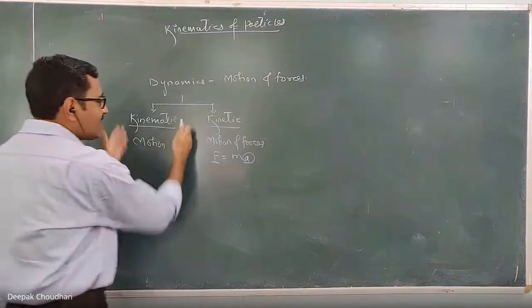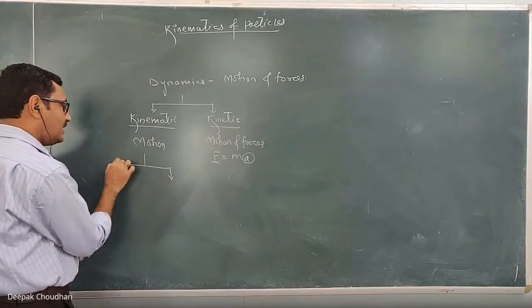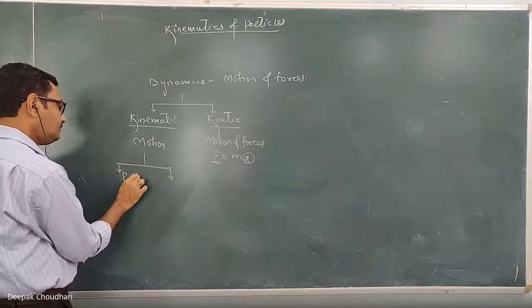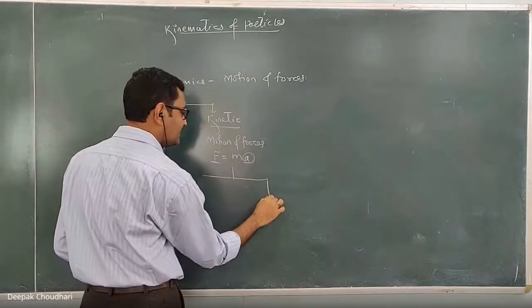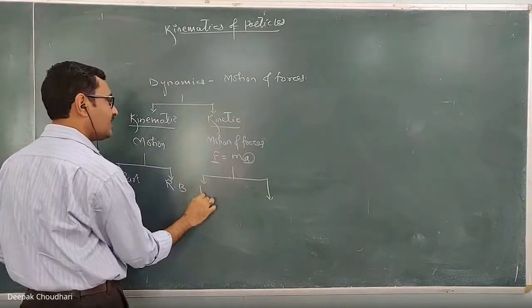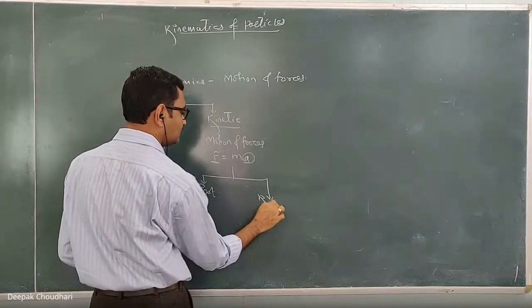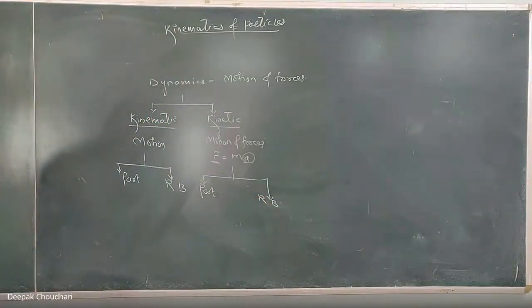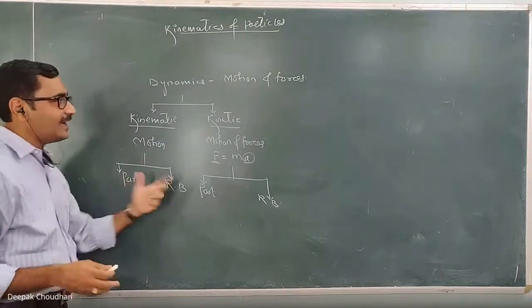Now, this kinematics as well as kinetics is further divided into kinematics of particle and kinematics of rigid body. Similarly, kinetics is also divided into two parts: kinetics of particle and kinetics of rigid body. Now, what is the difference between the particle and the rigid body?